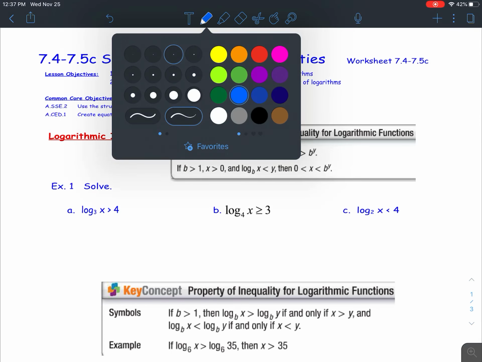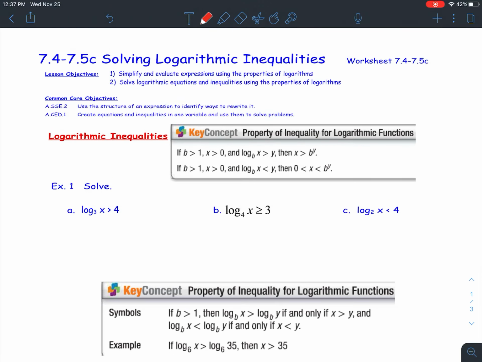Okay, so we still want to try to get one logarithm on each side of the inequality. You can see in these opening examples, all three start out with one logarithm on the left. However, there is only a number on the right. So what we want to do is change that number on the right so that it looks like a logarithm.